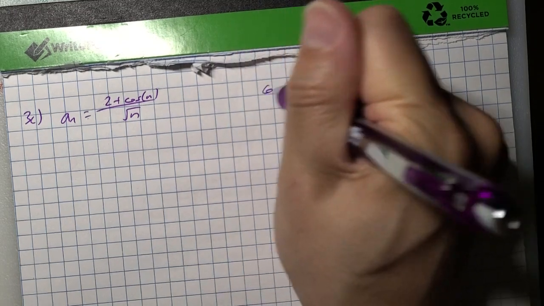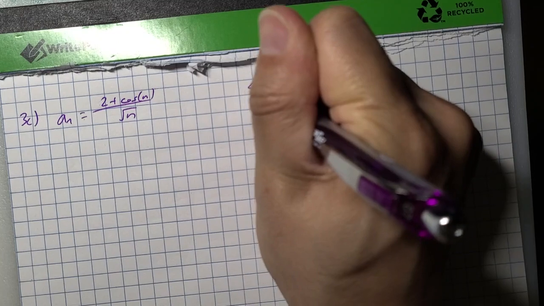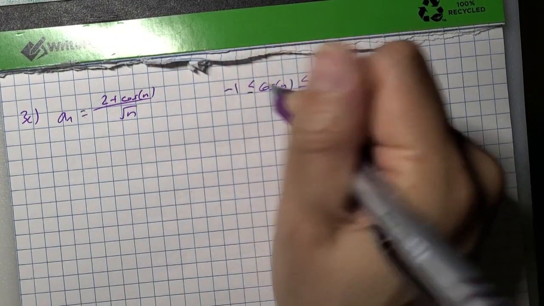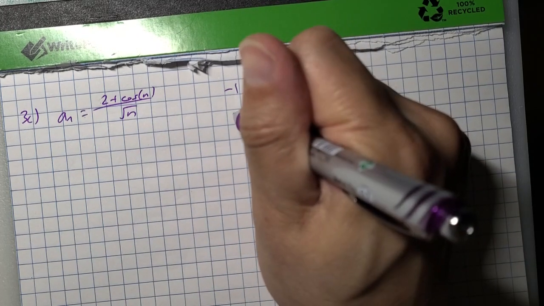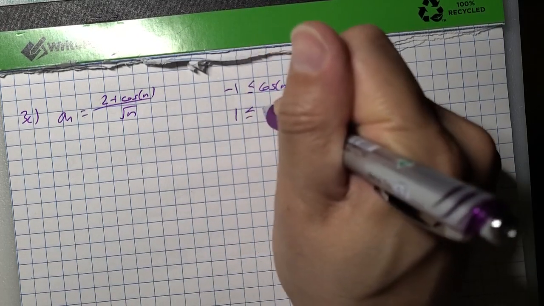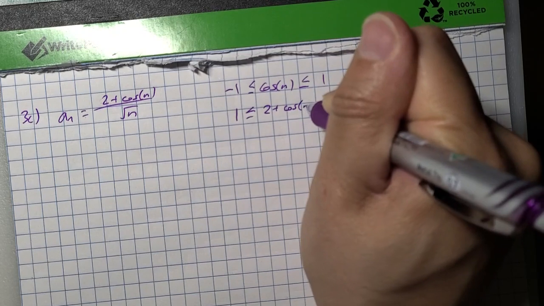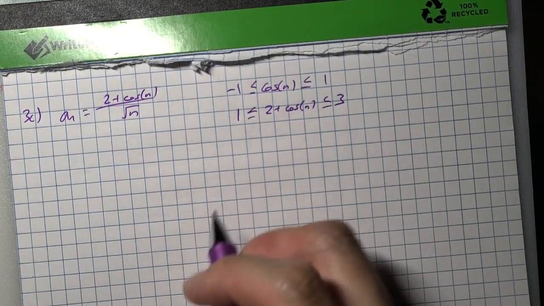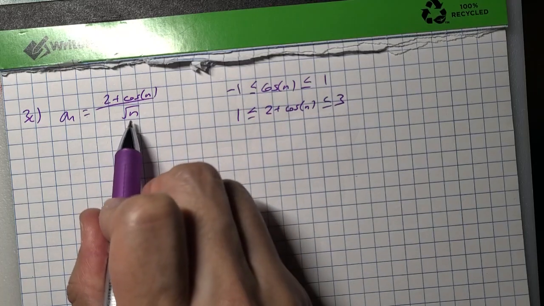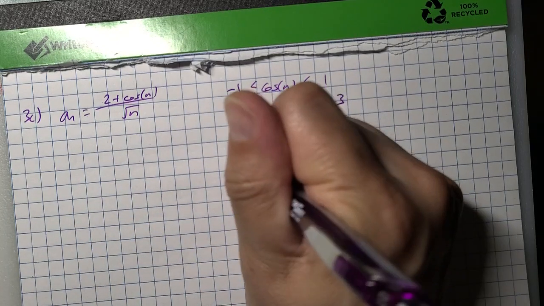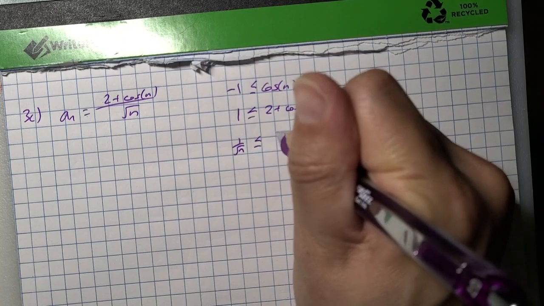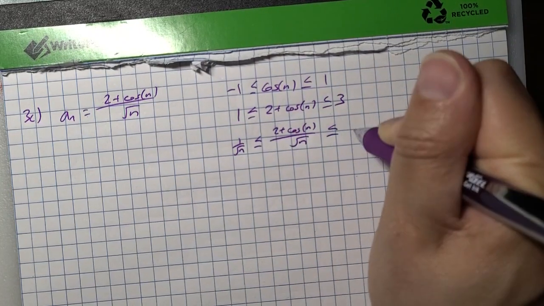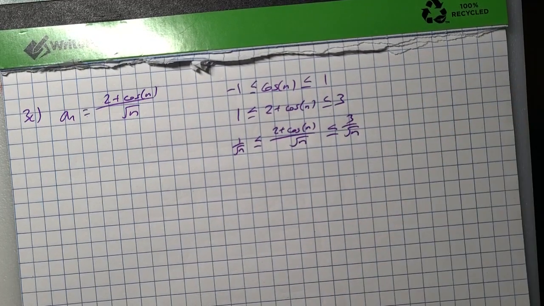We know that cosine of n, cosine is always between minus 1 and 1. Okay, so if we add 2 everywhere, that would be 1 is less than or equal to 2 plus cosine of n, which is less than or equal to 3. I added 2 everywhere in this inequality. And then we multiply by 1 over square root n, we get 1 over square root n, less than or equal to 2 plus cosine of n over square root of n, which is less than or equal to 3 over square root n. Okay?